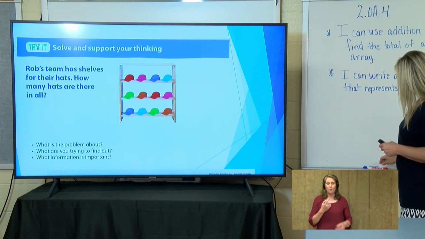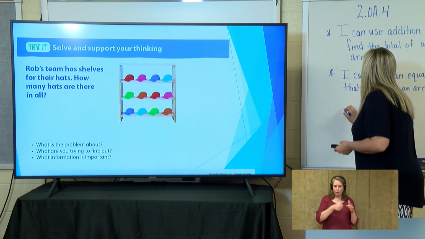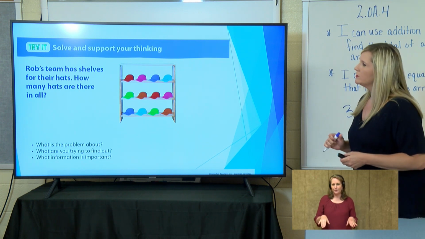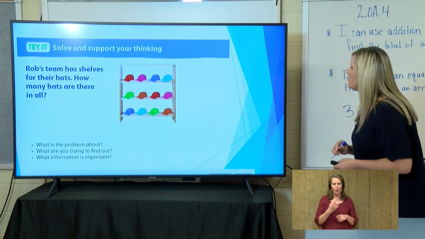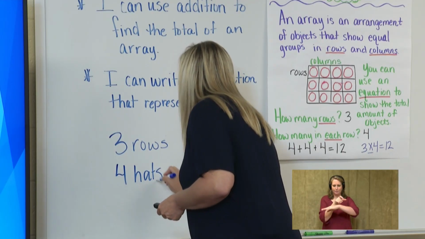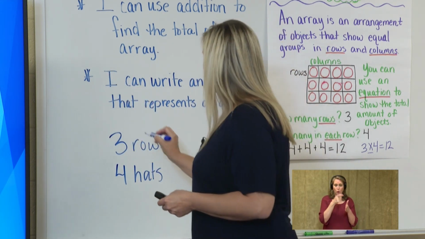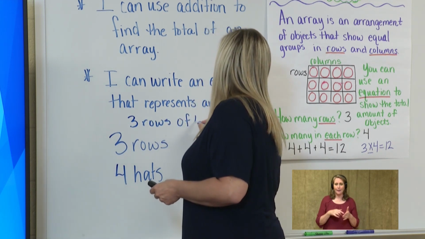Yes, that's right. I see 3 shelves. And how many hats are on each shelf? 4, that's right. There are 4 hats on each shelf. So I see basically 3 rows of 4. So I might say that like this, 3 rows of 4.